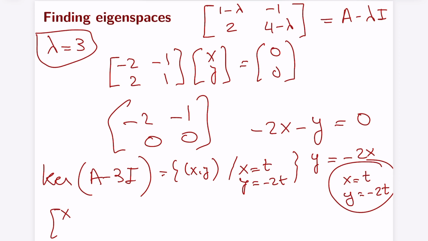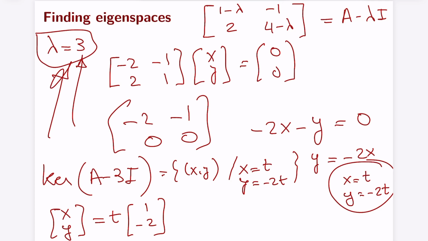If we want to extract a basis from this, we can say x, y is t as a common factor, multiplied by 1, minus 2. So 1, minus 2 is one eigenvector that is the basis of this space. We actually saw directly at the beginning that this was an actual eigenvector associated to this eigenvalue, and that will give an idea also of a check of this.